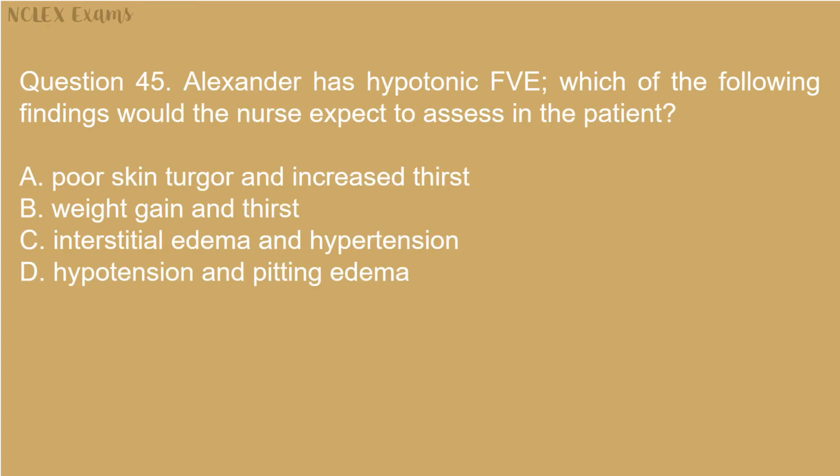Question 45. Alexander has hypotonic FVD. Which of the following findings would the nurse expect to assess in the patient? A. Poor skin turgor and increased thirst. B. Weight gain and thirst. C. Interstitial edema and hypertension. D. Hypertension and pitting edema.